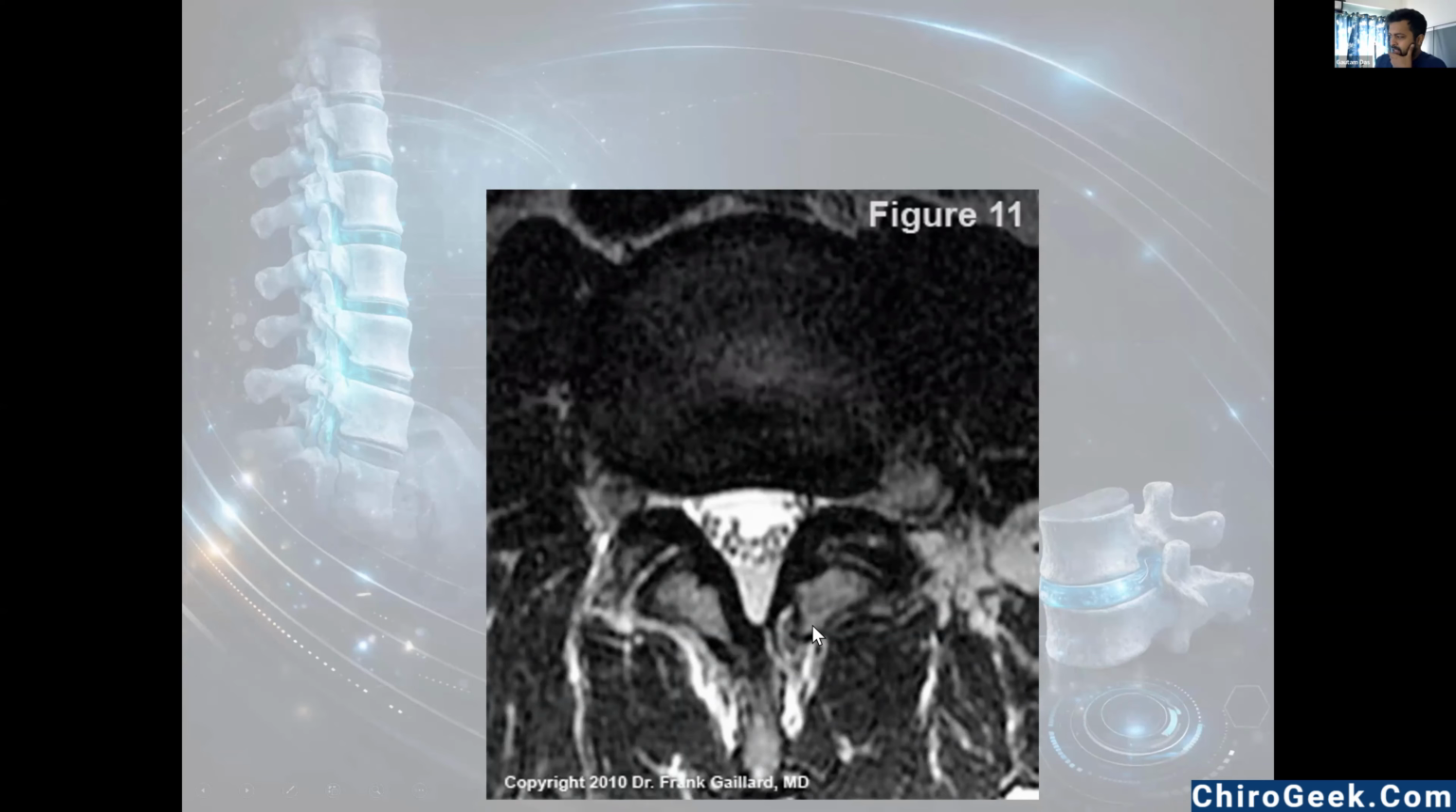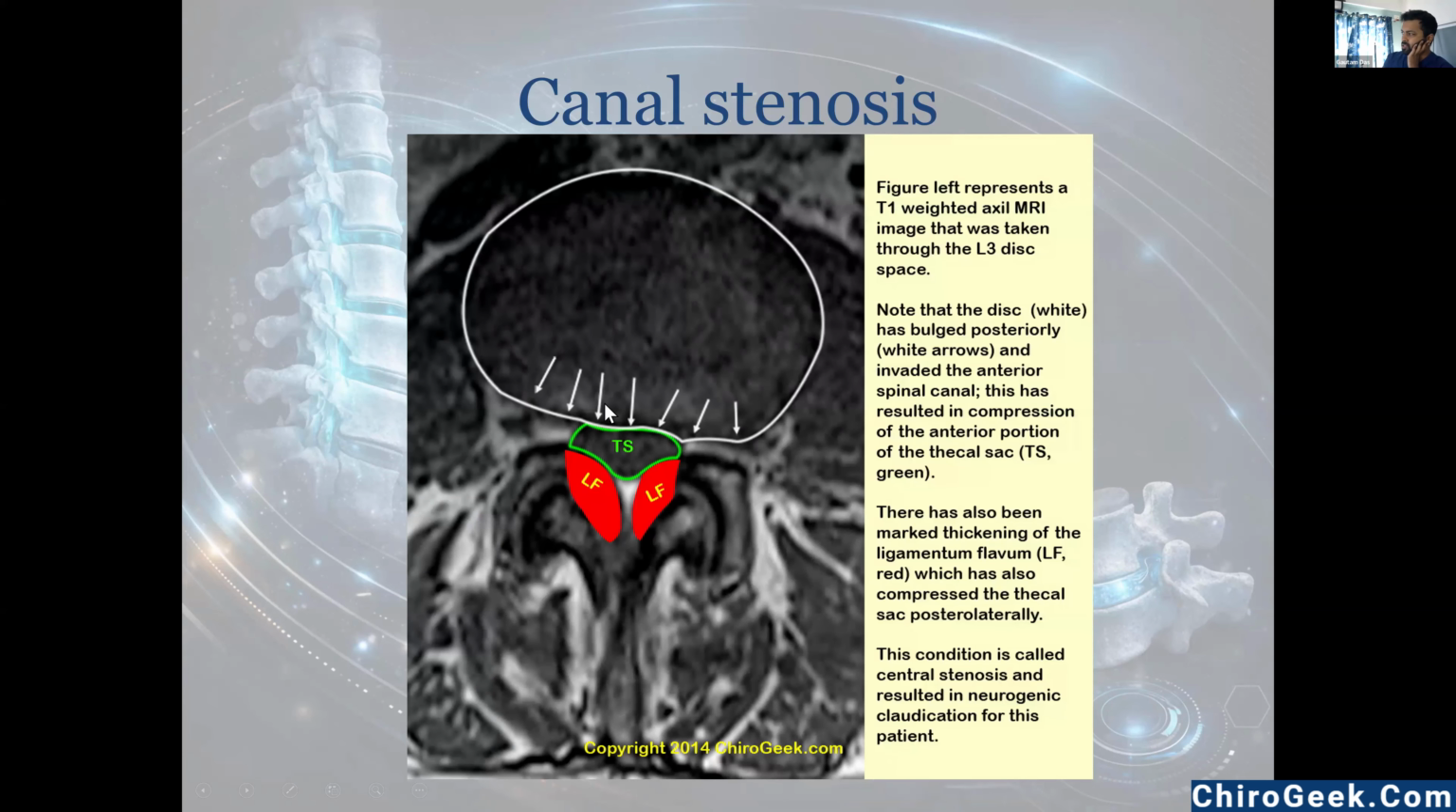As you can see, the lamina is not continuous. There is a break in the lamina. This mostly you can see in post-laminectomy patients. When they come, you can see this change. And this is nothing but a canal stenosis, where the explanation is given here.